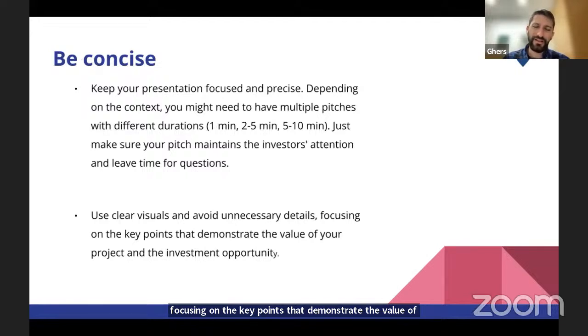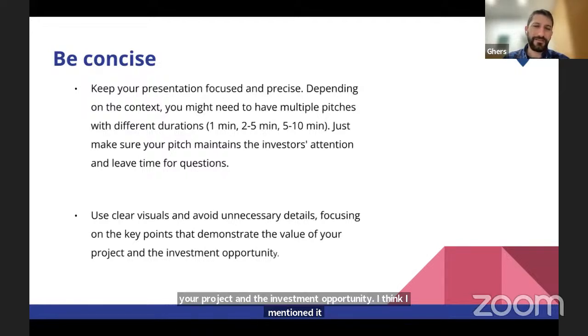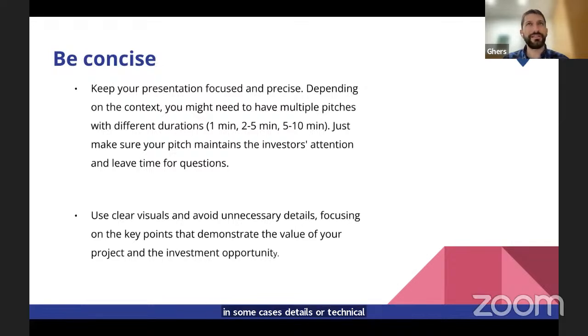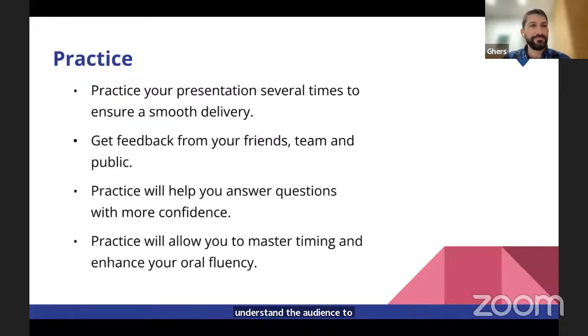I think I mentioned it below also, but you need to know your audience. In some cases, technical details are very unnecessary, but in some cases, they are necessary depending on who you're speaking with, right? So there are generalist investors, but there are also specialized investors, and you need to understand the audience to pitch accordingly.